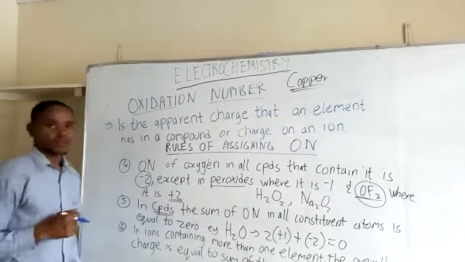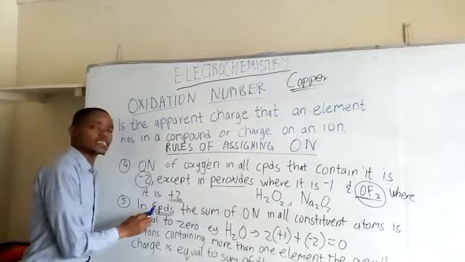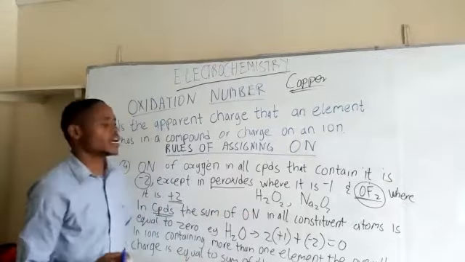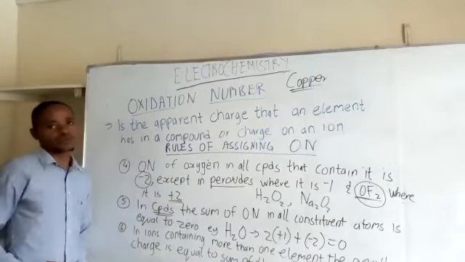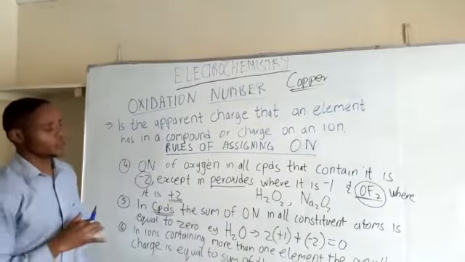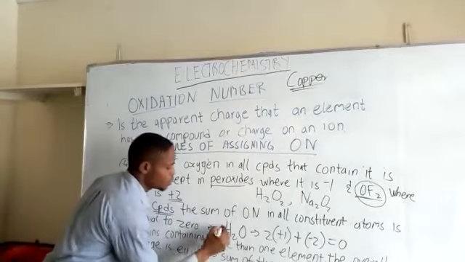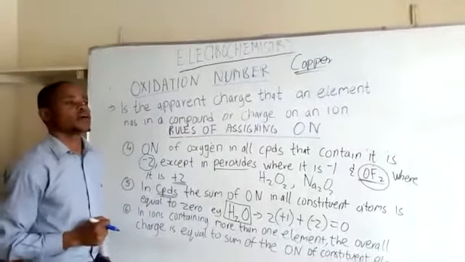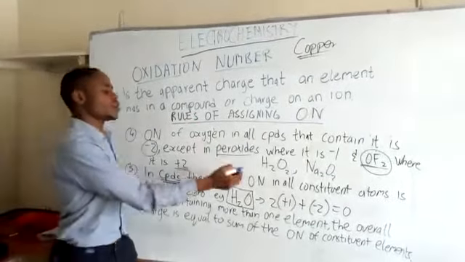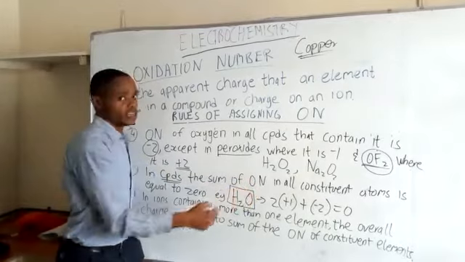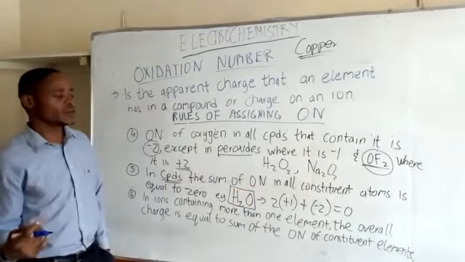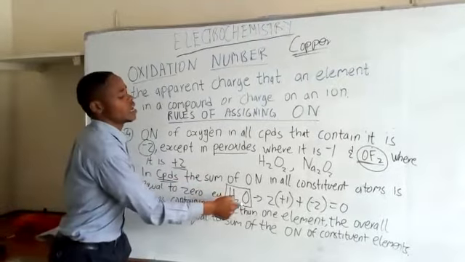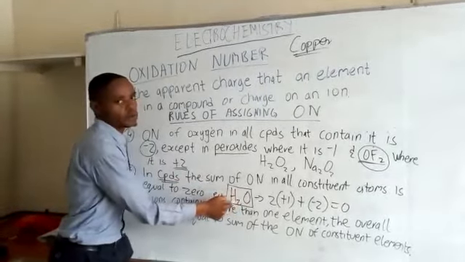The fifth rule: in compounds, the sum of oxidation numbers of all constituent atoms is equal to 0. So if you're given any compound, like for instance, I've given you one example here, water. What is the oxidation number of that? We said if a compound has no charge, then the oxidation number is 0. How do we get that 0? By adding the oxidation numbers of the constituent atoms that have formed that compound.